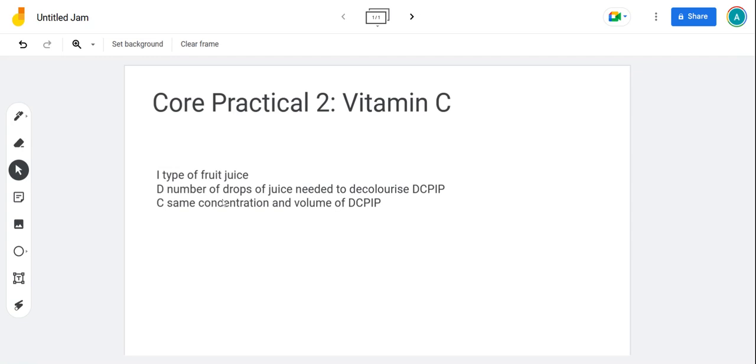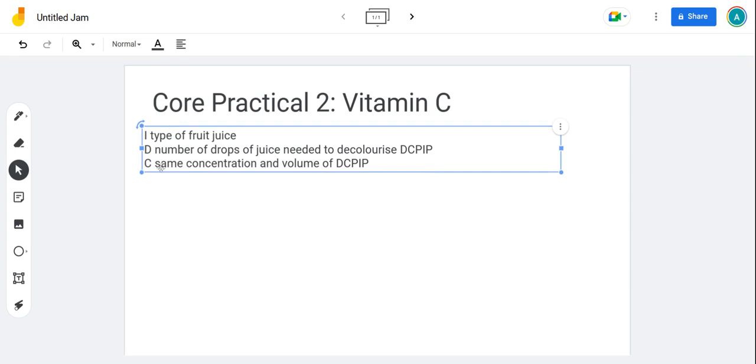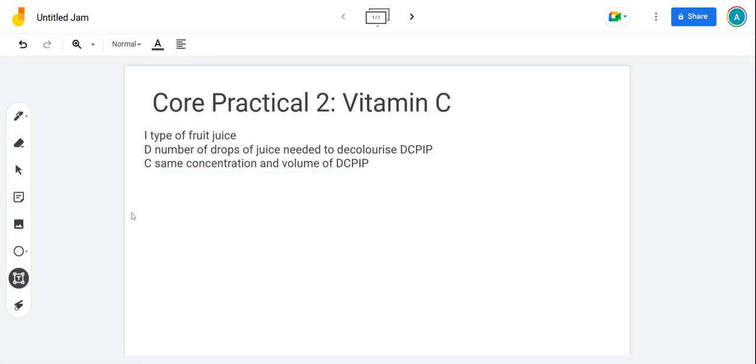Then you're going to go into your method. How do you do this experiment? So, those up there. This has a new box. Method.